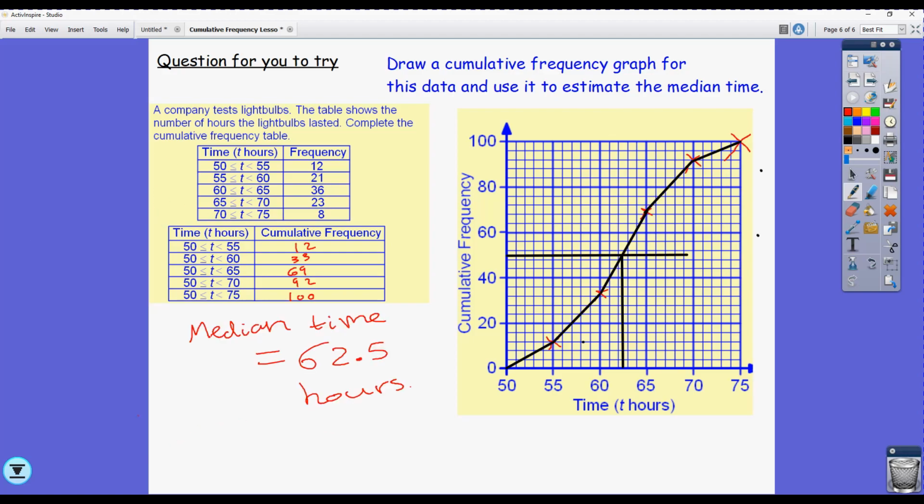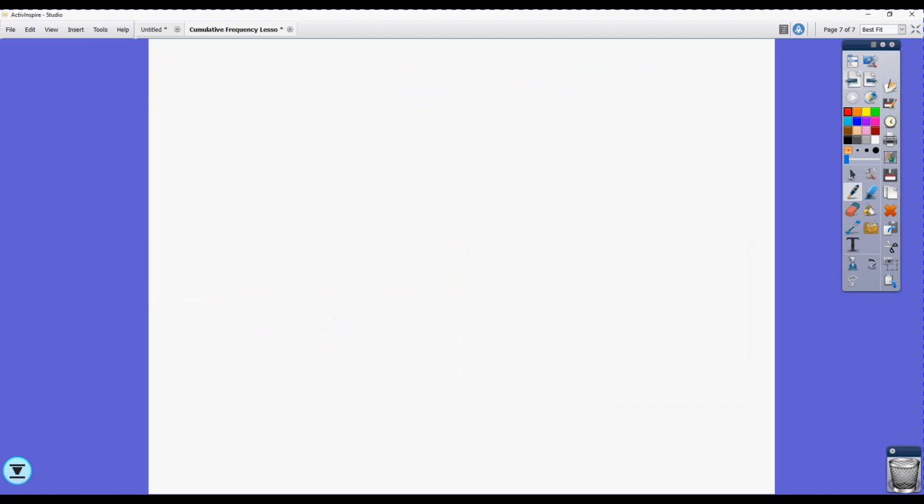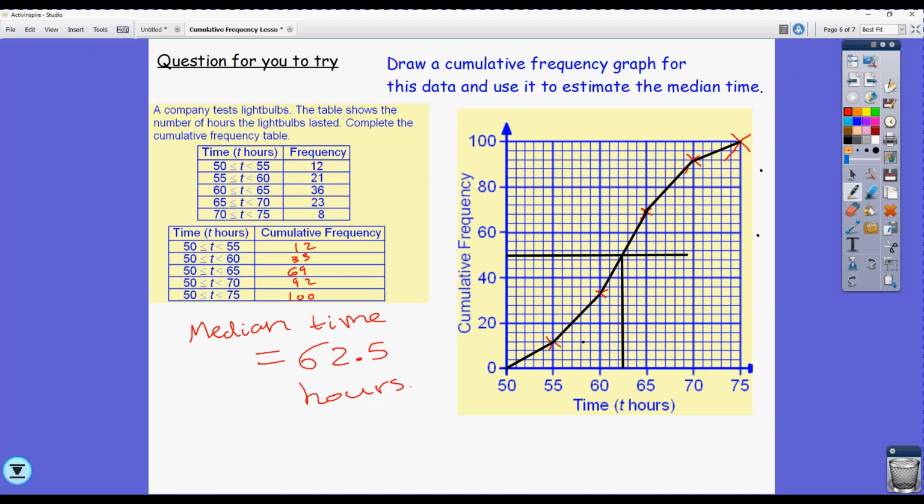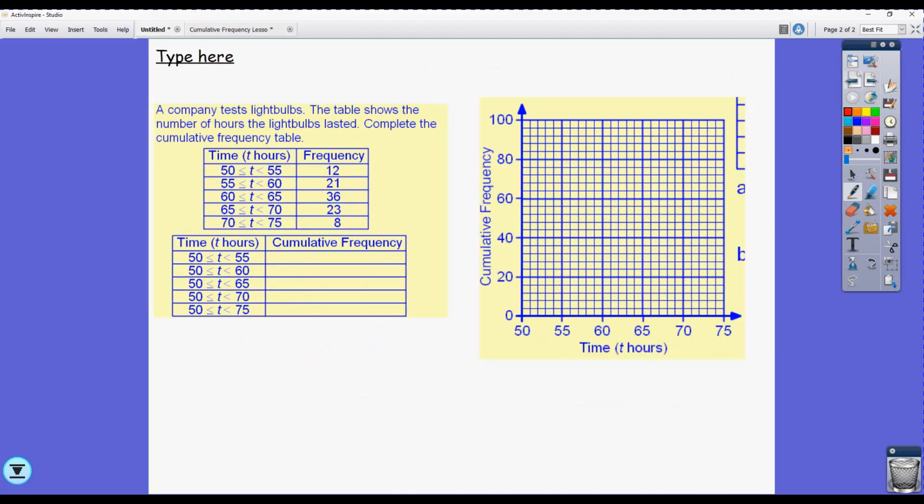So hopefully you had a go. I end up with a median time of 62.5 hours. So your cumulative frequency graph should look like mine, and you should have a median time of somewhere in the region of 62.5 hours.